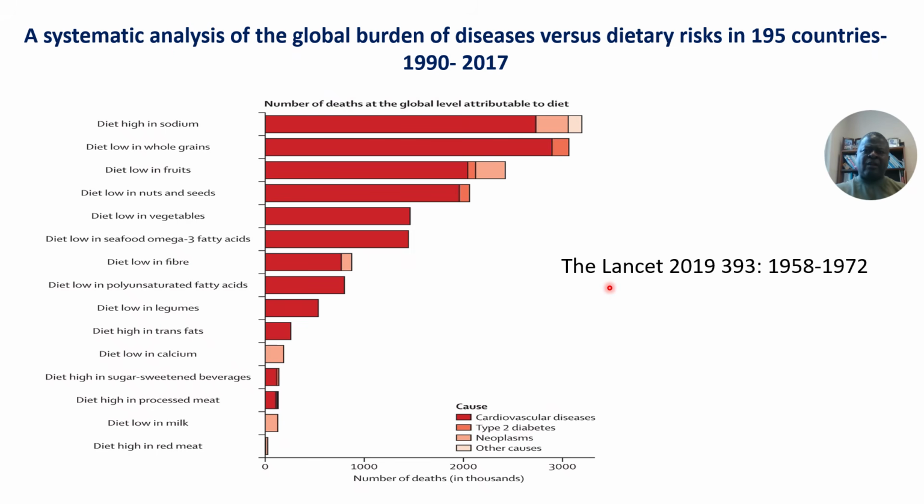This Lancet paper carried out a comparative risk assessment approach to estimate the proportion of disease-specific burden attributable to different dietary risk factors among adults aged 25 years and older. Overall, the study identified that diets high in sodium, low in whole grains, nuts and seeds, and low in vegetables, as well as diets high in sugar-sweetened beverages, were the leading dietary risk factors for death globally, or at least for the 195 countries that were included in the study.